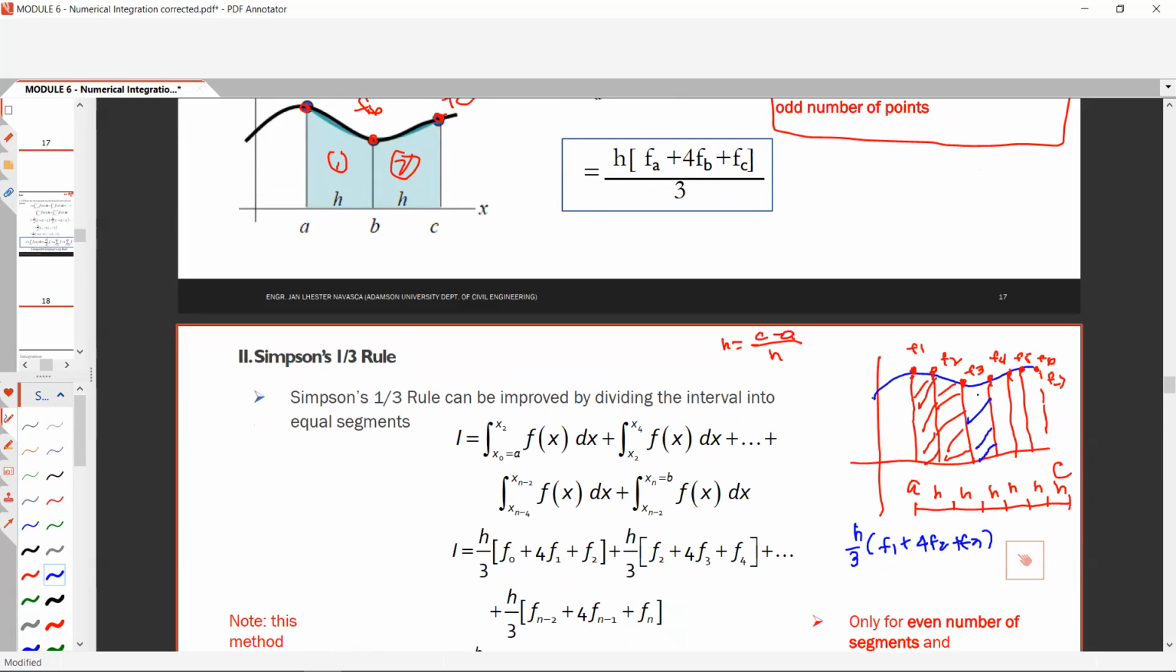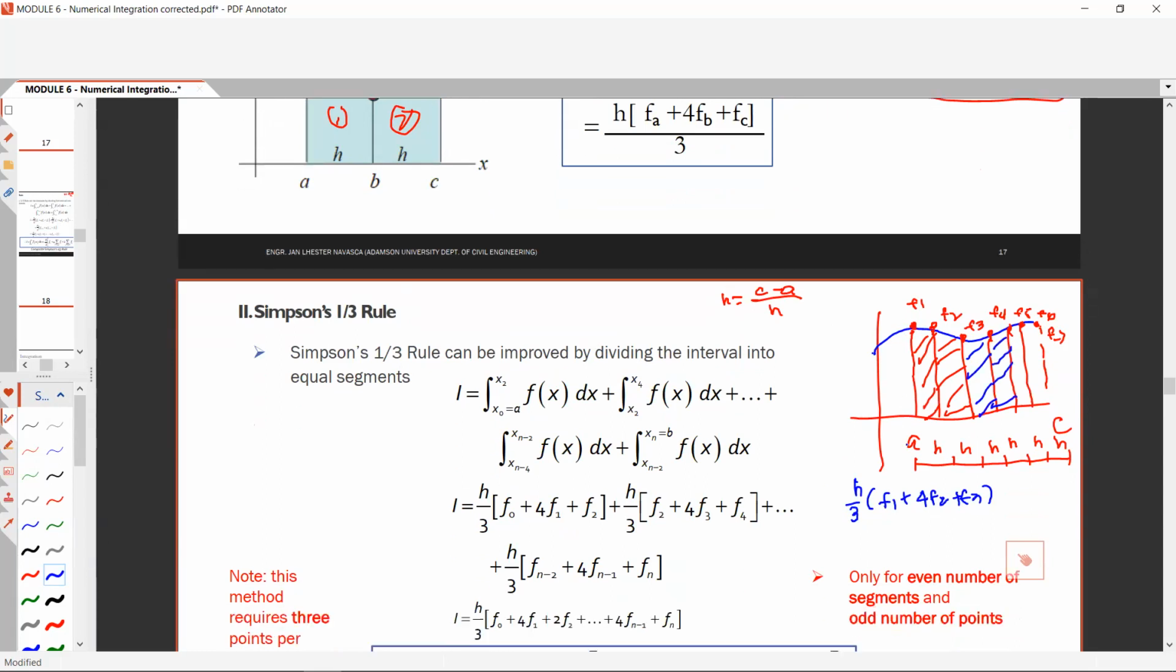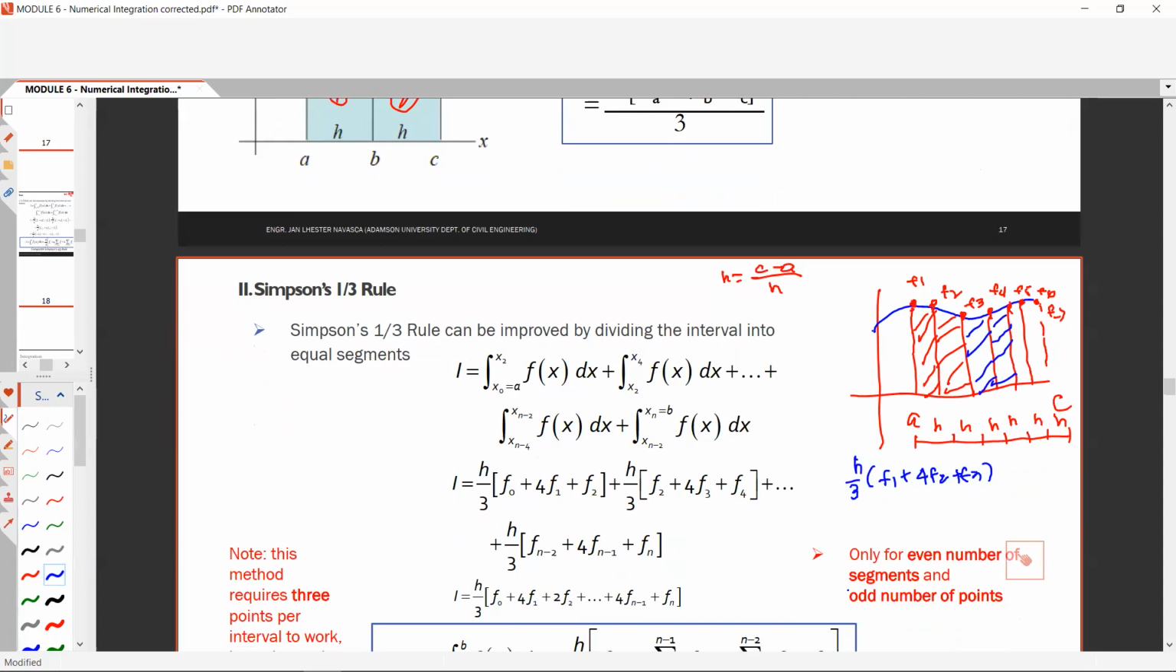Ito yung area na to. Hindi pa natin to nakakonsider, di ba? Okay. Yan. So, paano ba gagamitin yan, di ba? Gamitan ulit natin ng formula. Meron tayo ulit 3 heights. Okay, so therefore, H over 3 plus tayo dito. Okay. H over 3, F3 plus 4F4 plus F5. Okay. Next, itong area naman na to.